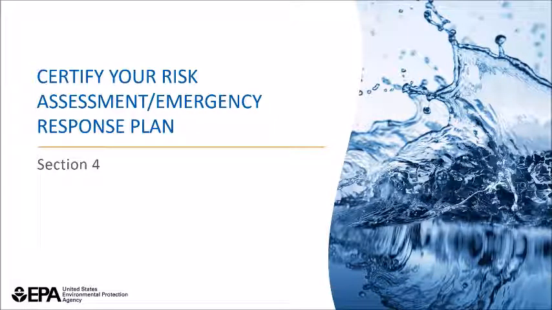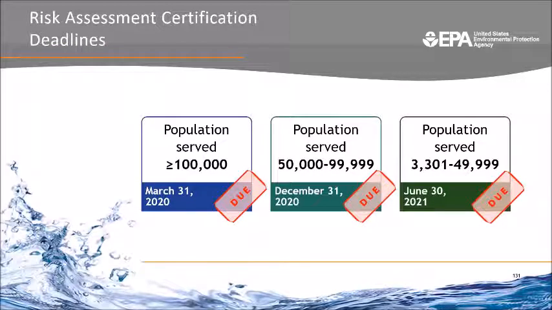Okay, I don't see any other questions that came in right now, so we're going to walk through section 4, which is how to certify your risk assessment and emergency response plan. Now that we've talked about the processes and tools and resources we have available to actually complete them, you're at the point where you're ready to certify them. These are just reminders of the dates that you need to certify by. For the medium systems, December 31st, 2020, and for the small systems, June 30th, 2021. So they are coming up.